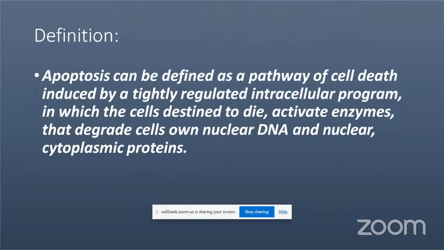Then what is apoptosis? Apoptosis can be defined as a pathway of cell death induced by a tightly regulated intracellular program in which the cell destined to die activates enzymes that degrade cellular or nuclear DNA and nuclear and cytoplasmic proteins. We all study this at UG level itself.